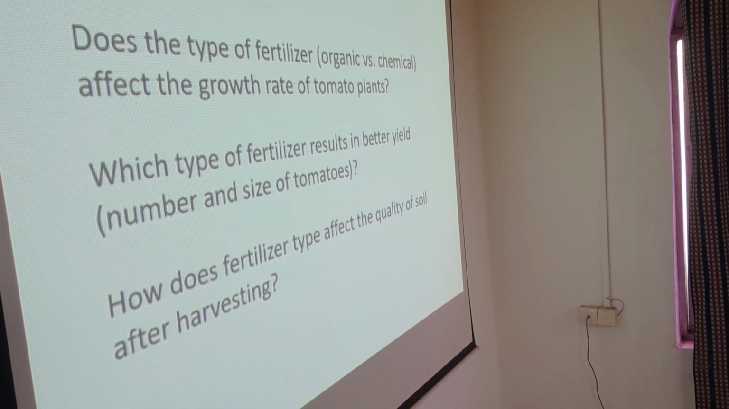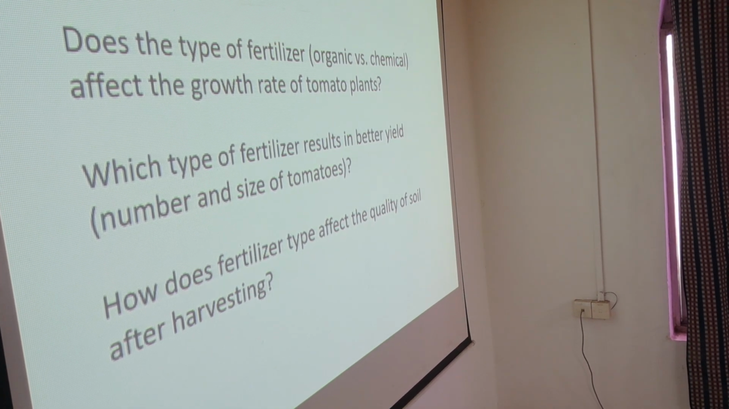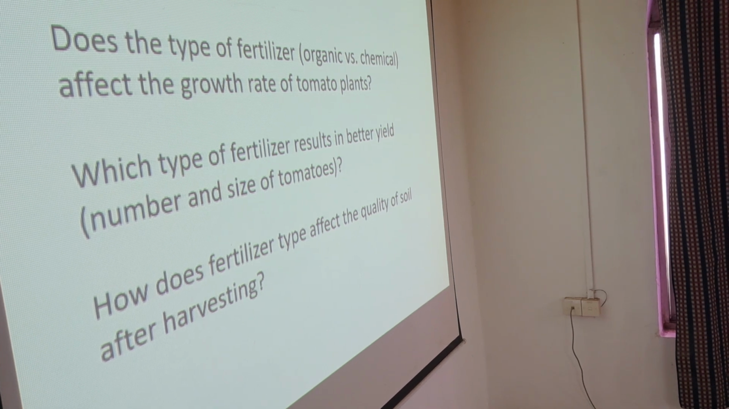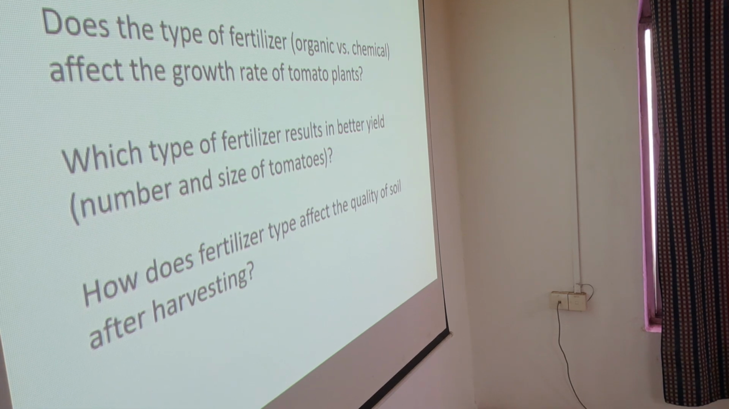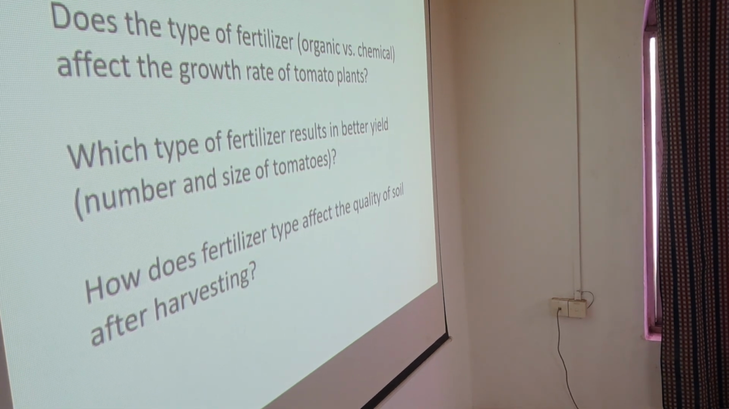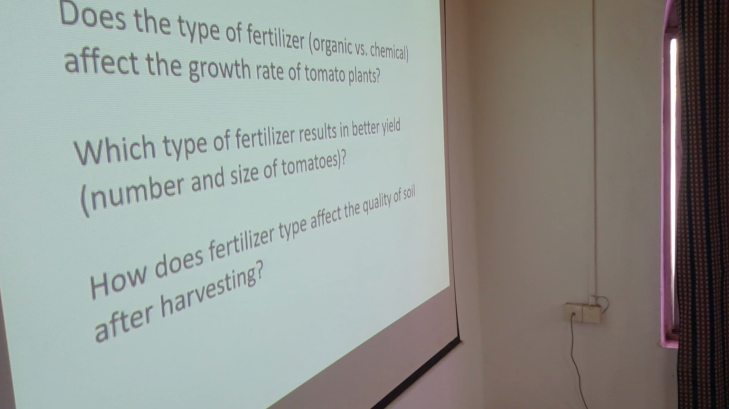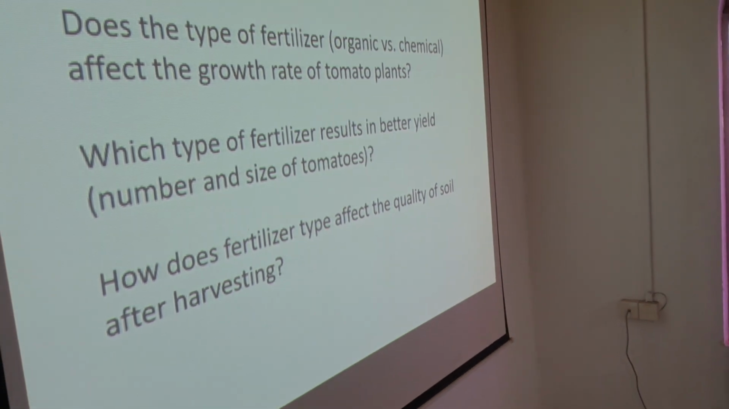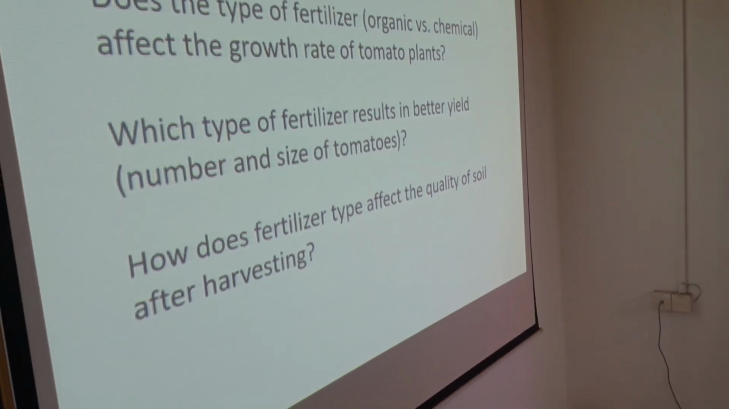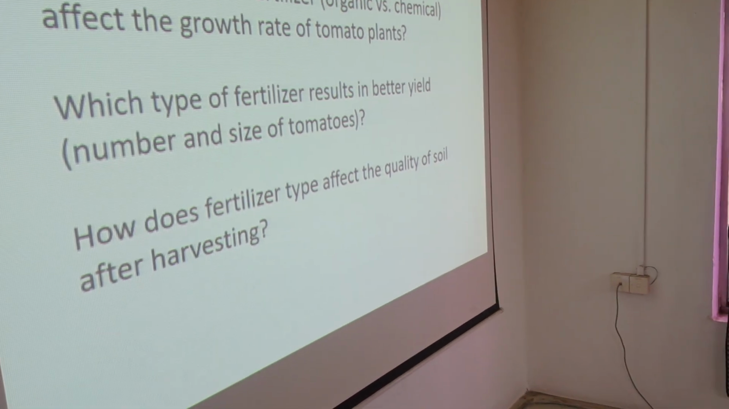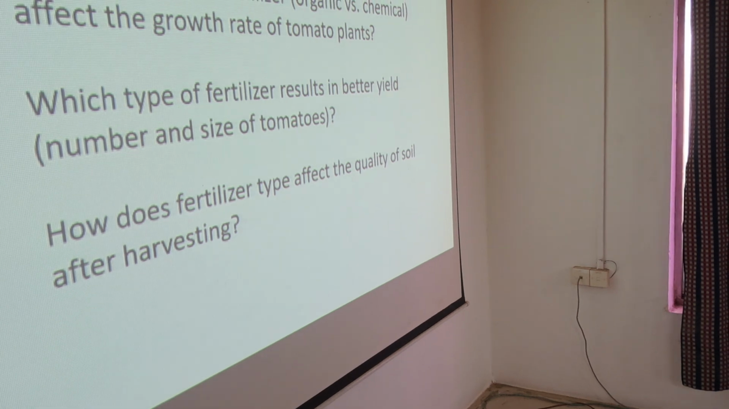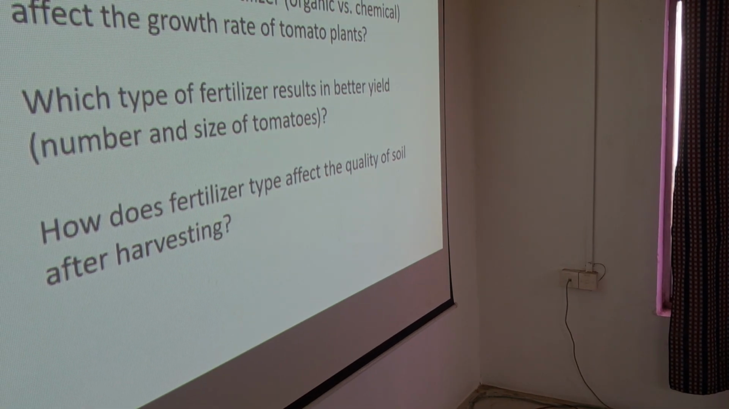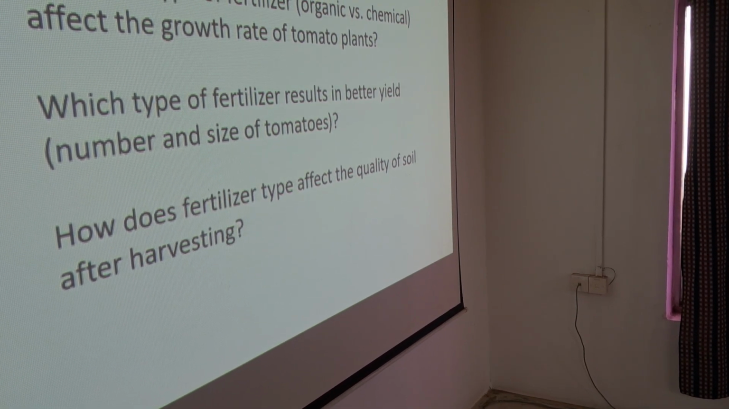Second question. Which type of fertilizer results in better yield, number and size of tomatoes? Look at this one. Number and size. For example, one plant is there, another plant is there. Here 10 tomatoes, here also 10 tomatoes, but the size here is small, here the size is big. That also matters. 5 tomatoes can be 1 kilo, here 10 tomatoes can be 1 kilo. So the second question is which type of fertilizer results in better yield, whether it is organic or chemical.